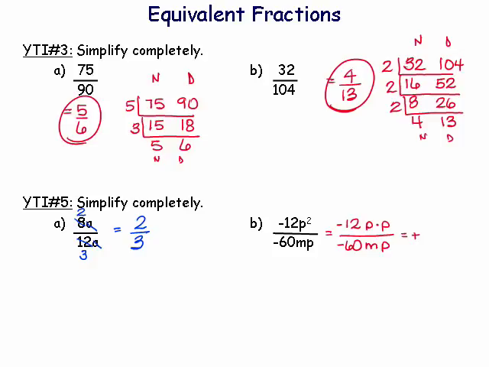Okay, how about the P's? Look, there's one P in the numerator and one in the denominator, so those can cancel out. Okay, so we've already canceled out the negatives. How about the 12 and the 60? What's common between 12 and 60?